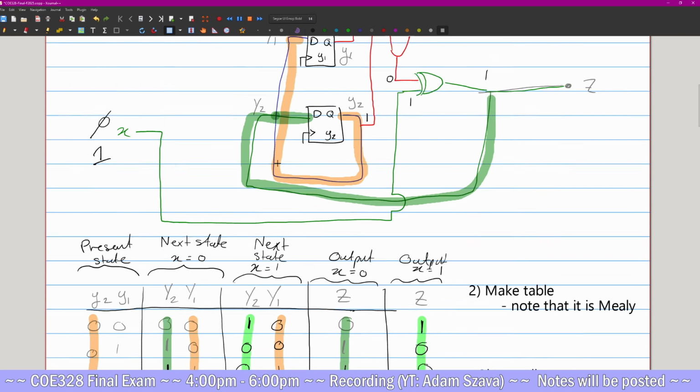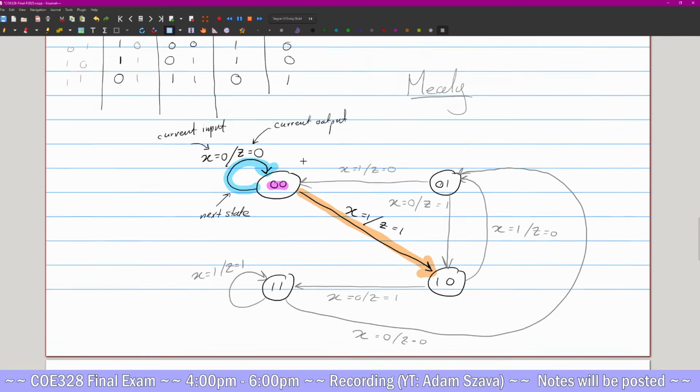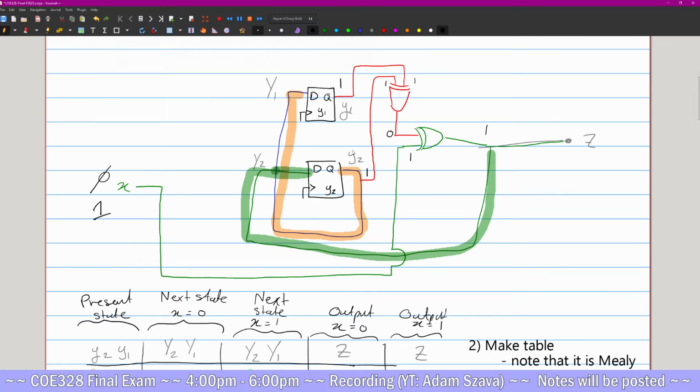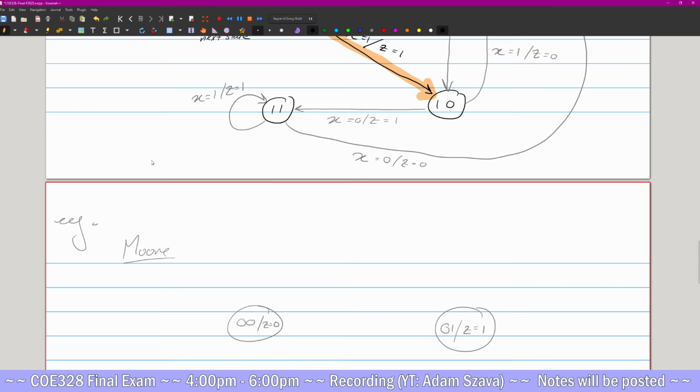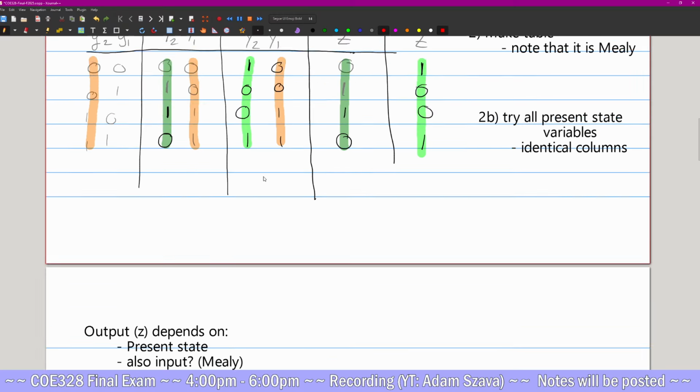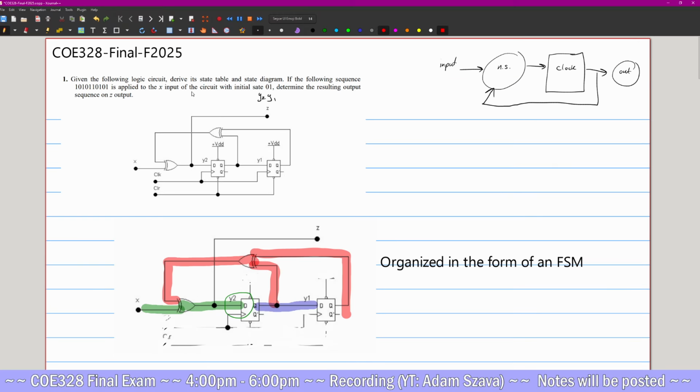Initial state, according to the question, we're in state 0, 1. And the way it's written, it's probably Y2, Y1. That's also how I wrote it here, so remember it's Y2, Y1. So we're in state 0, 1. What I'll do is draw a little circle for what state we're in. And the question is, what are we asking? Apply to determine the resulting output sequence on the Z output.